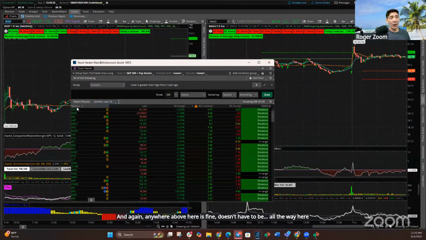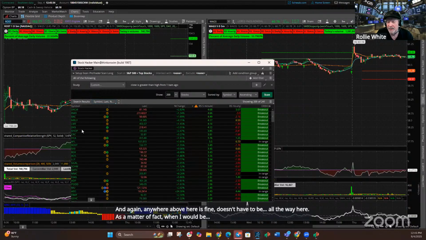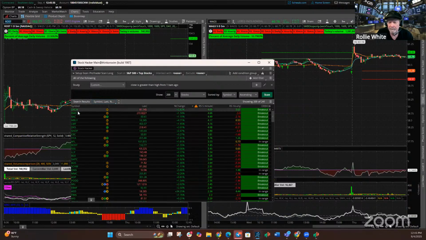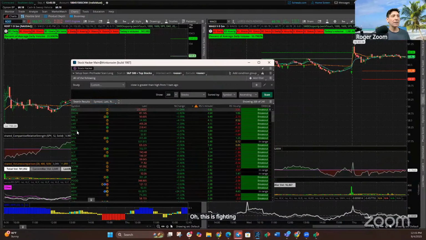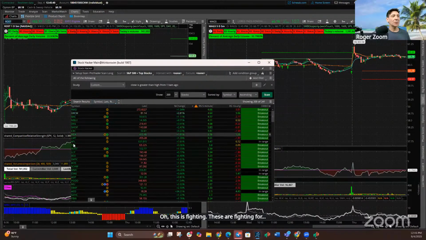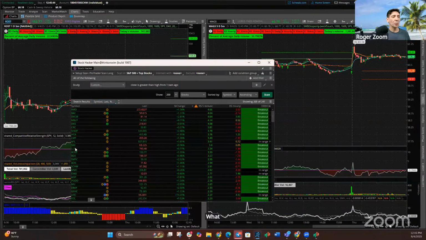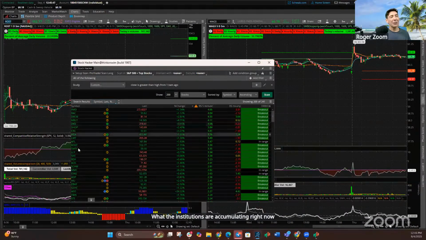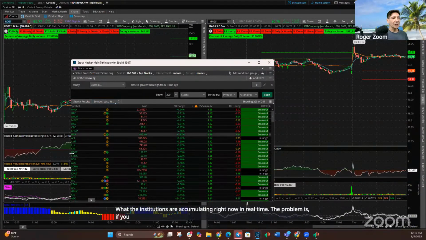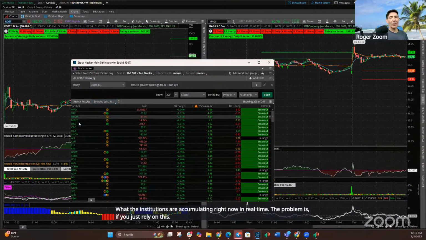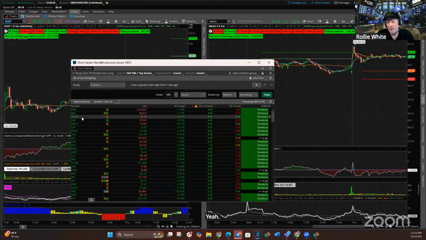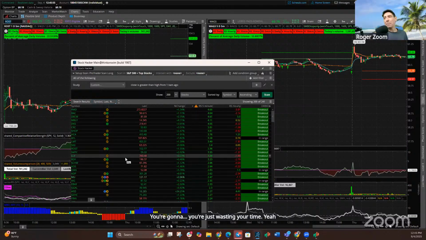As a matter of fact, as people can see here, this is always adjusting itself in real time. This is being fought over in real time for what the institutions are accumulating right now. The problem is if you just rely on this, you're just wasting your time. Yeah, as you showed. Yeah. That's the problem.